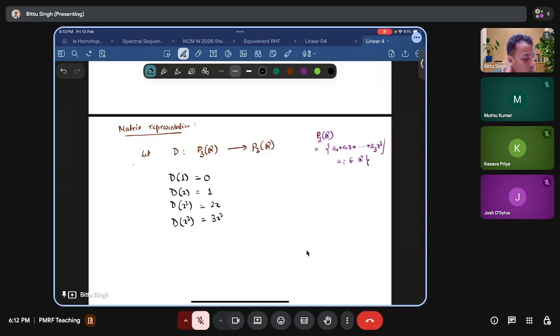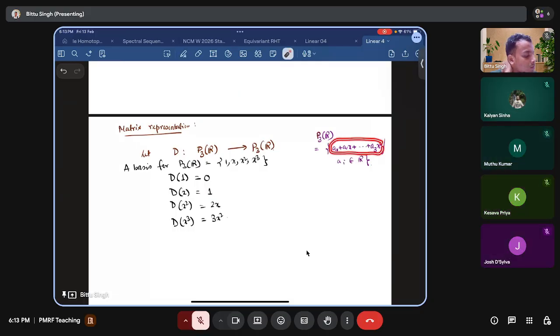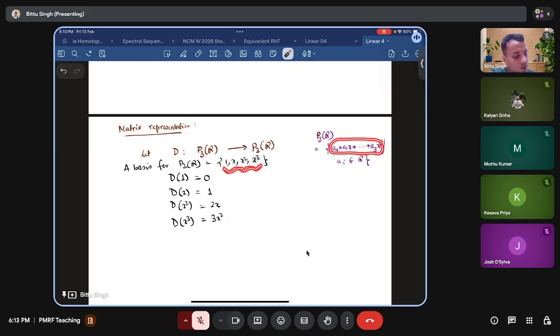Note that a basis for this vector space P3R is 1, x, x squared and x cubed. As you can see, any vector, any polynomial, can be written as a combination of those 1, x, x squared and x cubed. Moreover, those are linearly independent. So this is a basis of P3R.